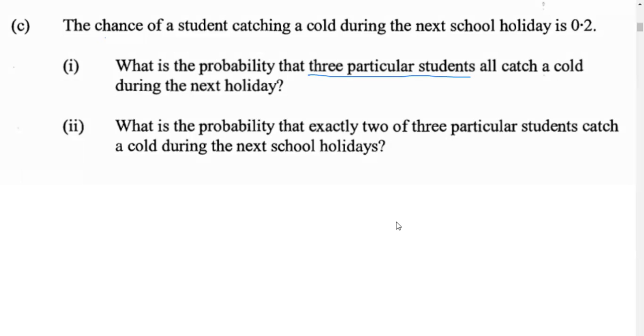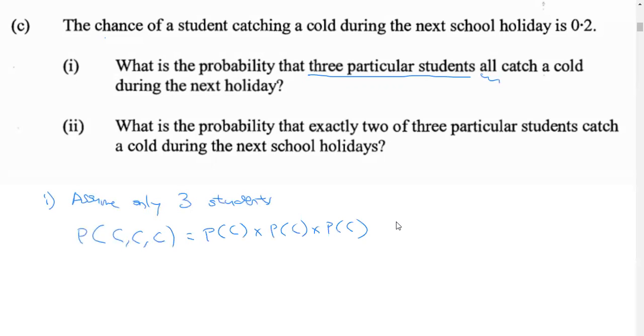Well, that seems not to be a very well-written question because it depends on the number of students, but we'll assume that there are only 3 students because after all, they said all. So assume only 3 students. Then if they all catch a cold, it's catch a cold, catch a cold, catch a cold. So the probability of cold, cold, cold is the probability of cold times cold times cold.